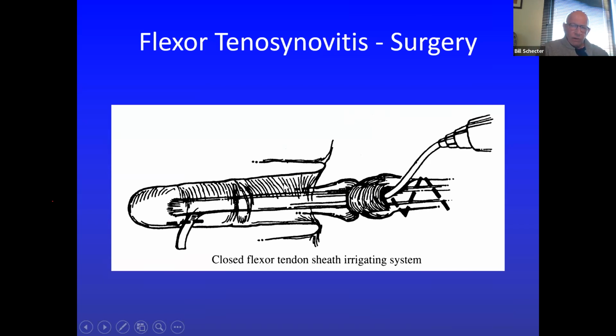So maybe another way to do it would be to have the nurse come by once every 2 or 3 hours and just gently irrigate 5 cc's or 10 cc's through there, just to make sure that pus is not reaccumulating in the flexor sheath.